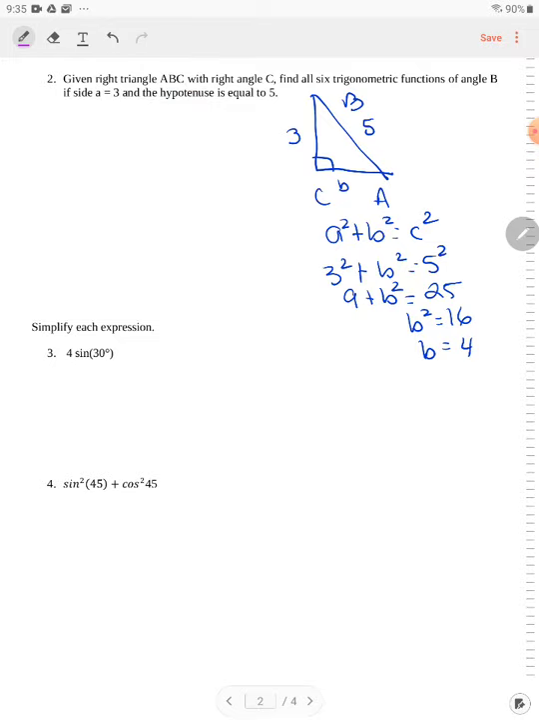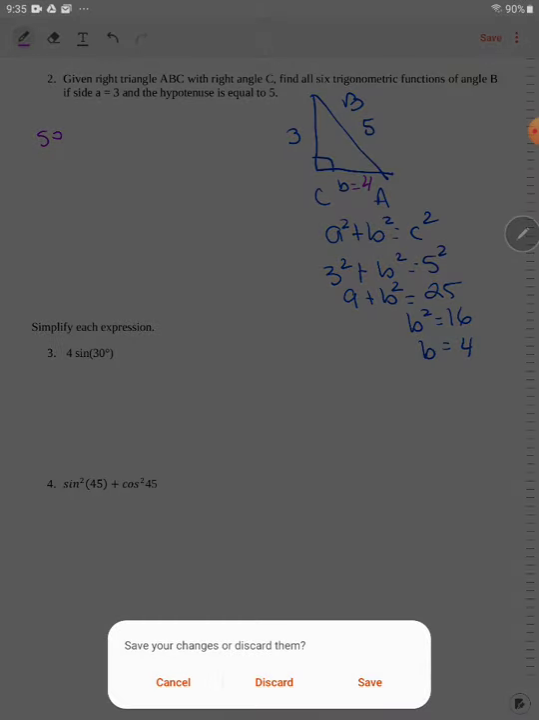If you have not memorized your Pythagorean triples, that's okay. We can solve using the Pythagorean theorem. So that's a 3, 4, 5 triangle. So secant, let's start with sine.